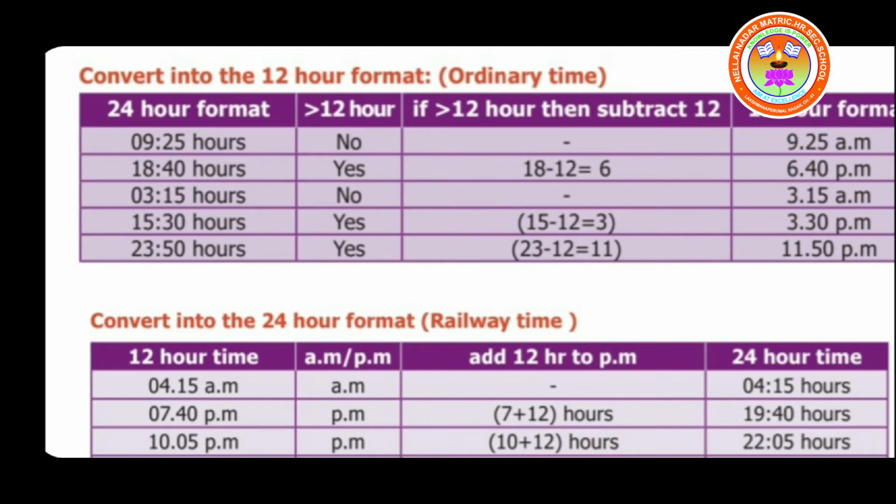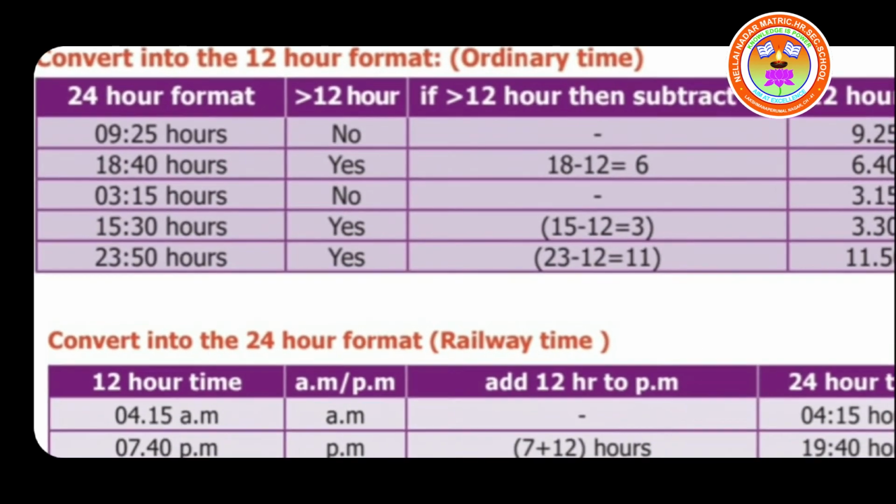Have you understood, children? Observe the first one, it is 9:25 hours. First you see the given hour, whether it is greater than 12 or less than 12. If it is less than 12, you need not make any changes, you write as it is. But if it is greater than 12, then you have to go for the subtraction to get your ordinary time.